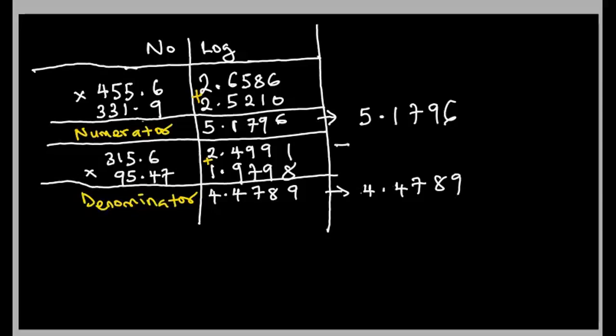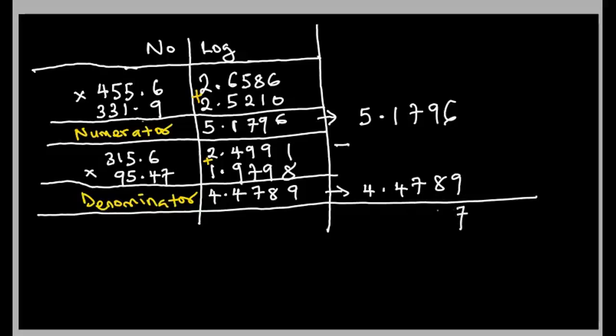Since we are dividing the numerator by the denominator, let's subtract, because that is the law of logarithm. When you're dividing, you subtract. Now on subtracting these figures, we end up having 0.7007.